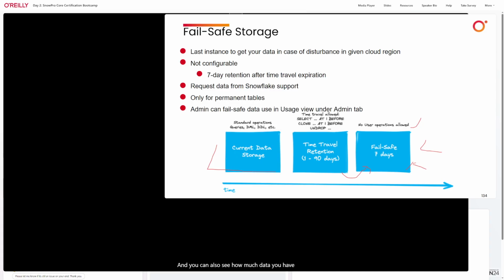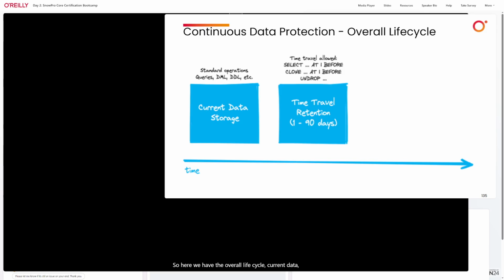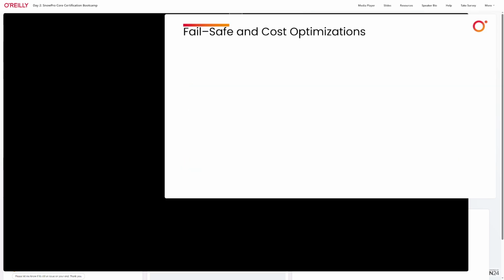And you can also see how much data you have in the failsafe in the usage view under the admin tab. So there you can see how much data you will have inside the failsafe, so you can calculate the costs related to that. So here we have the overall life cycle, current data, time travel up to 90 days. You can access the data on your own with that at and before keywords. And finally, we have the failsafe with additional 7 days.